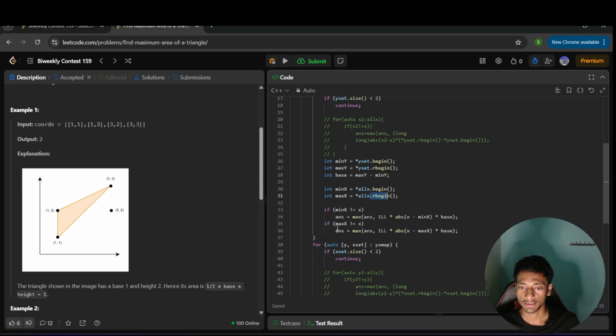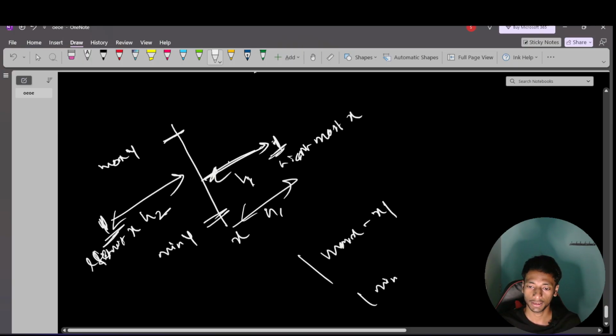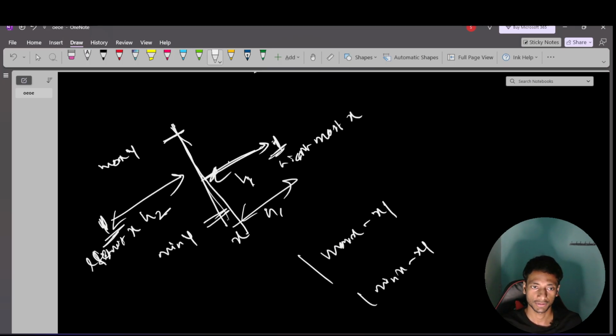This is for min x, and it is possible that another area exists, that is with the max x height. So the height at that time will be x minus max x. Here x is indicating this x, and this is min x, and this is max x. So the height here will be h1, max x minus x, and the other will be min x minus x. Correct? Because this baseline is fixed.